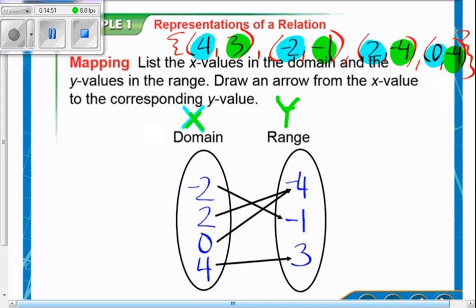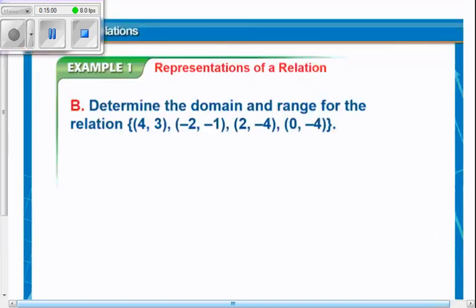So this is our third way of representing a relation. We've done table, graph, mapping, and now we're going to do just the domain and range, and we're going to write it out, okay? So if we're looking at this, this is example 1B in your notes, okay? Still right there. Domain is all about what? If you said X, good job. And range is all about Y.